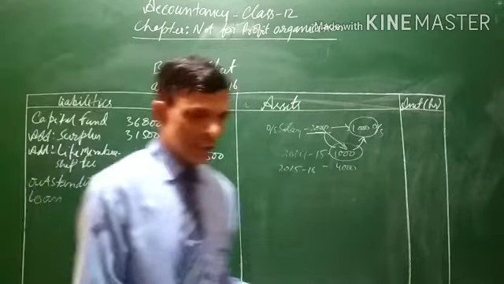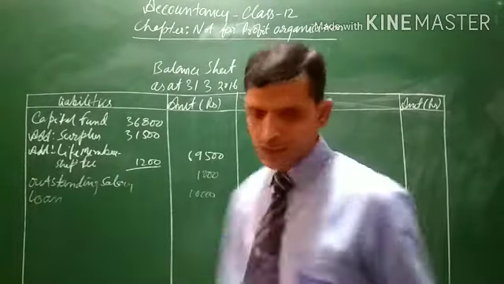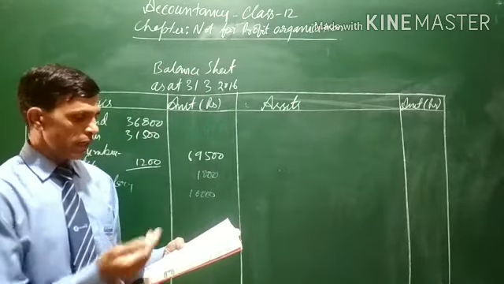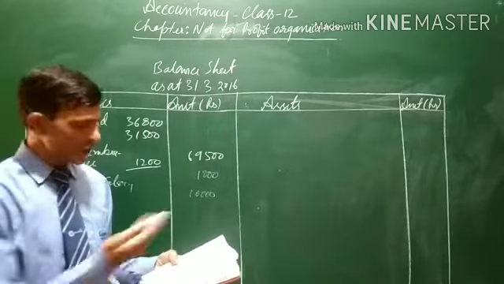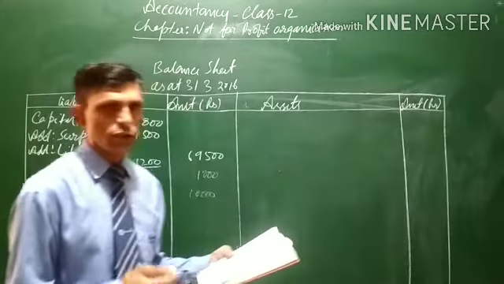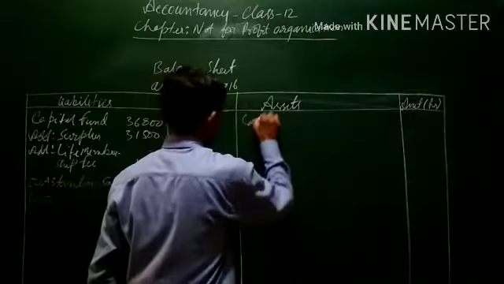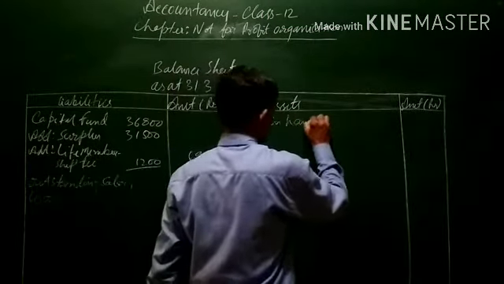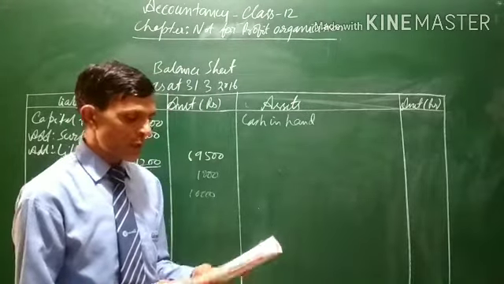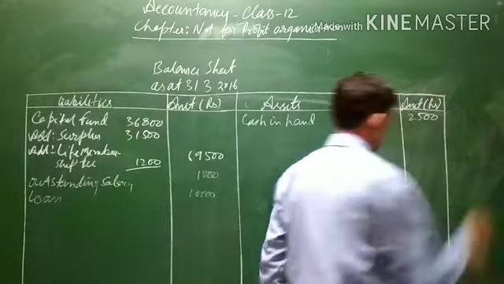On the asset side, let us see cash in hand. In the previous year balance sheet, the cash in hand given is 12,000. Whatever cash in hand we have to write is always mentioned in the receipt and payment account, where the closing balance with regard to cash is 2,500. So the cash in hand for the current year at the end of the year is 2,500.